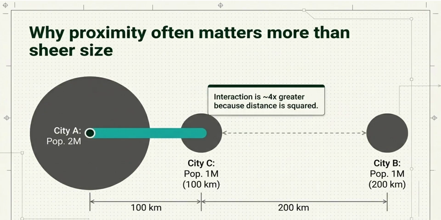Now look at this chart. Why does proximity often matter more than sheer size? Look at city A, population 2 million. The distance from here to here is just 100 kilometers. Now from A to B, what is the distance? The distance is 200 kilometers. You will see that interaction will exist between C and A. The interaction will be more from here to here compared to here. The only time city A will need to interact with city B is when there is no availability of what city A needs in C, and vice versa for all of them.